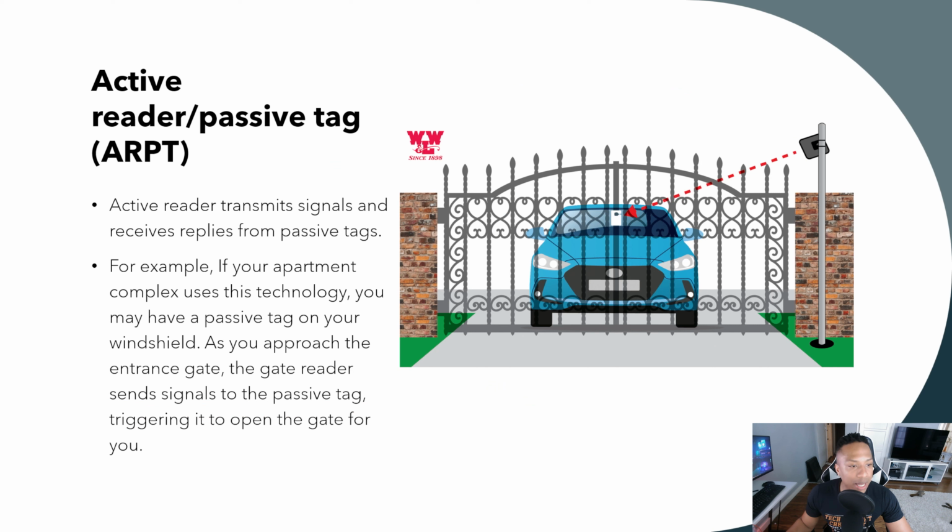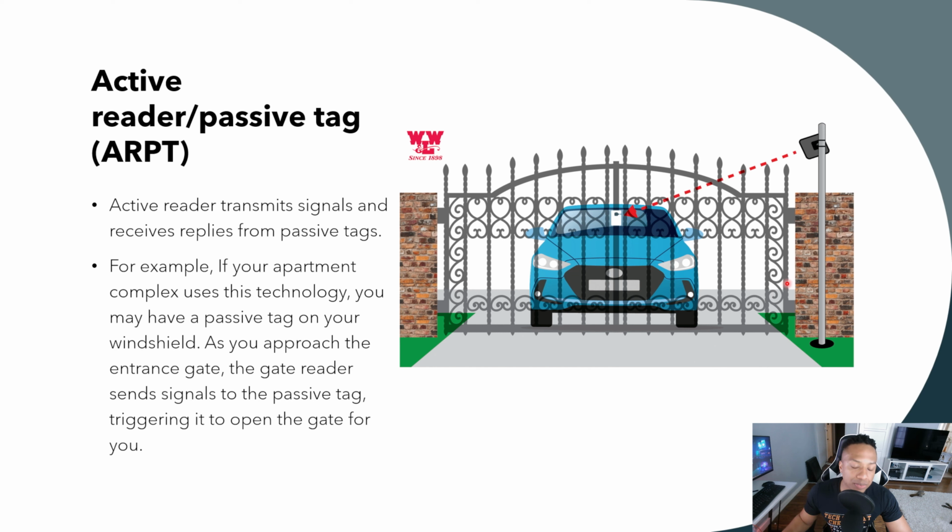Let's talk about what a passive tag is. With active reader, passive tag, the active reader transmits signals and then it receives the reply from a passive tag. The passive tag doesn't do anything until it has contact with the active reader. As soon as contact occurs, the passive tag will respond back. But other than that, it's not going to be doing anything.